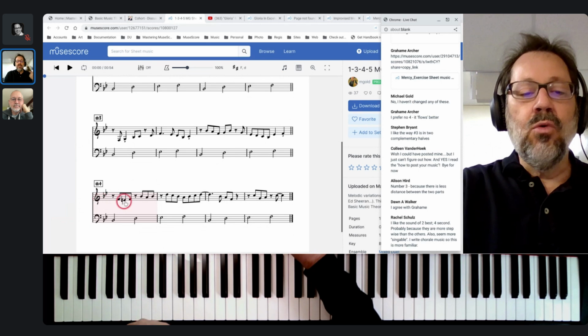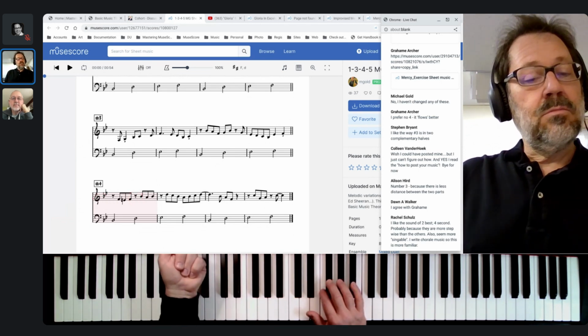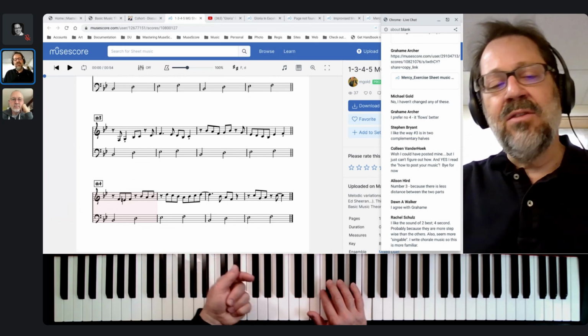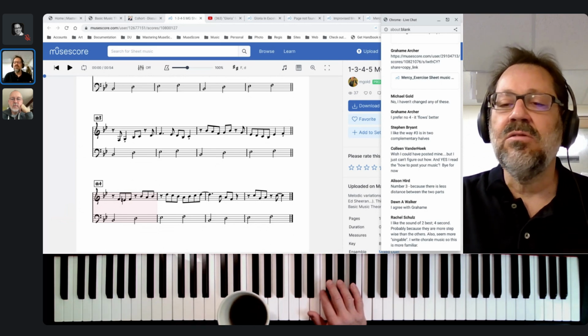Whereas number four, that opening especially makes it feel very composed. Right. Not that you can't improvise things like that. So did these mostly start off as improvisations?